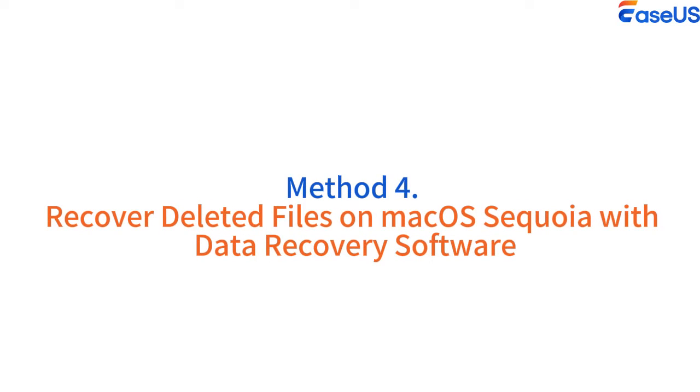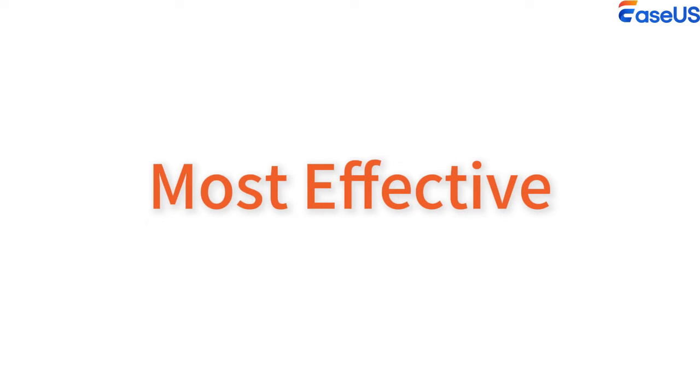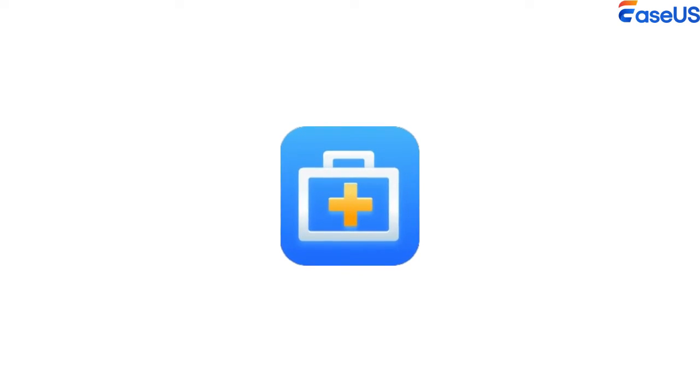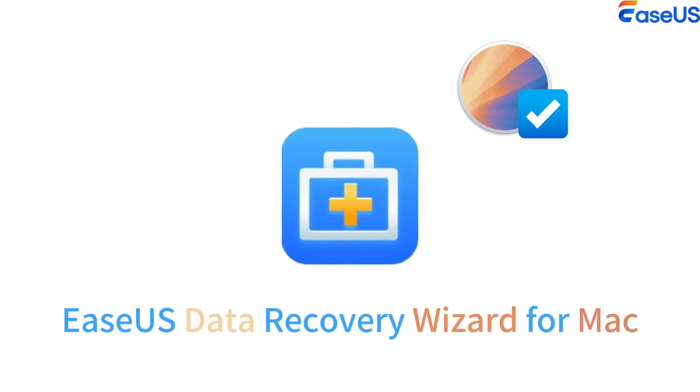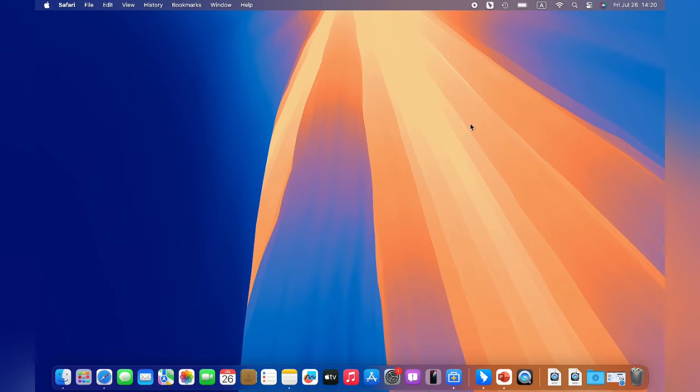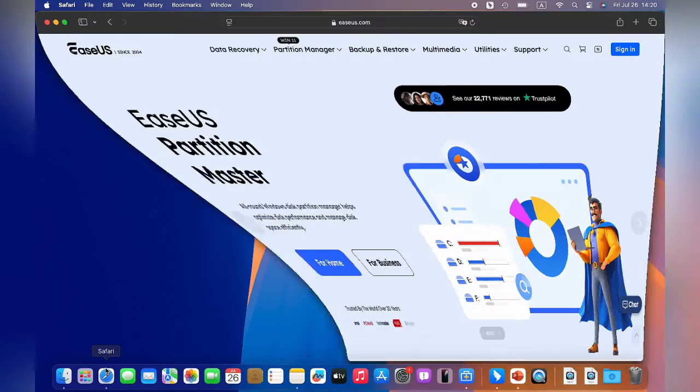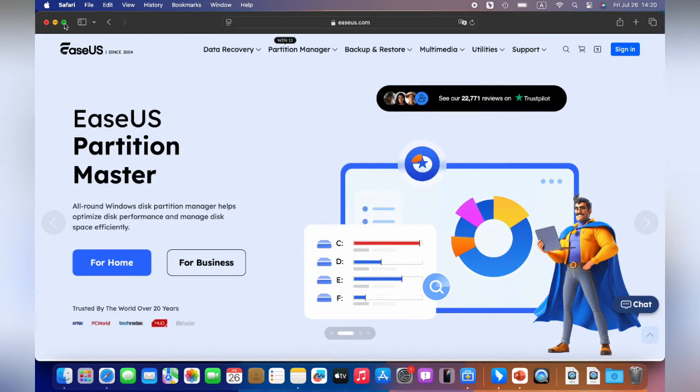Method 4. Recover deleted files on macOS Sequoia with data recovery software. The most effective method to recover deleted or lost files is to use data recovery software. Ease as Data Recovery Wizard for Mac, which is perfectly compatible with macOS Sequoia, would be your best amigo. Follow the steps here. You need to first download this tool from the official website.